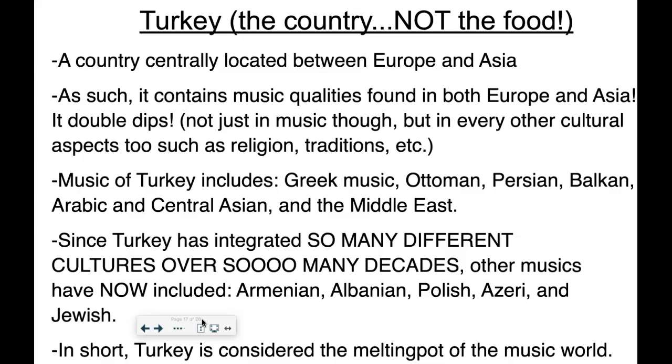Now, because it's located between two different continents, it kind of musically shares a bunch of different musical cultures. So, some of it is traditional, and some of it is a little bit more modern. So some of their music comes from Greece. Some of it is Ottoman, Persian, Balkan, Arabic, Central Asian, Middle Eastern.